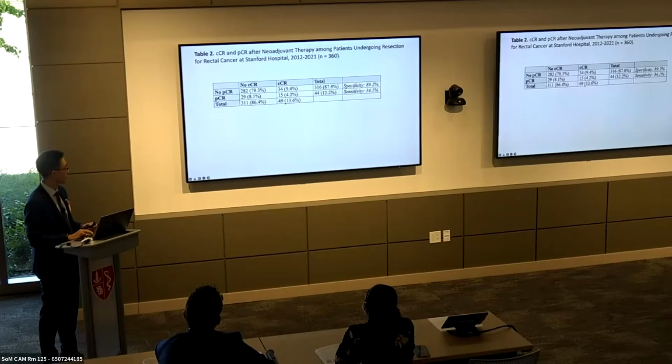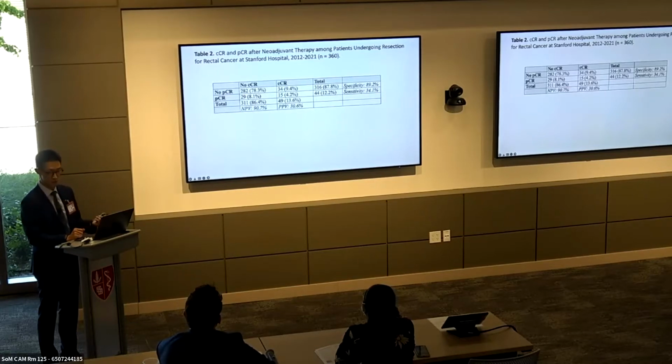Of the 49 patients who had a clinical complete response on restaging imaging, only 15 had a pathologic complete response, which meant the positive predictive value was also only 30%. The negative predictive value and the specificity were much higher at 91% and 89% respectively.